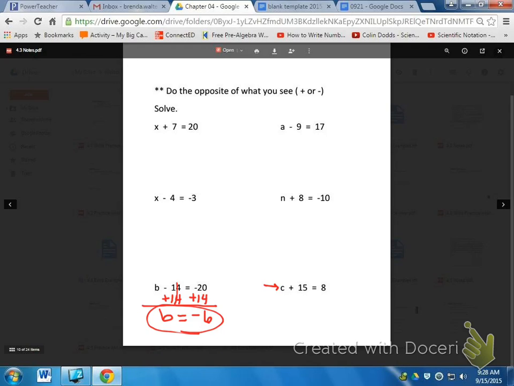Last one like this. C plus 15 equals 8. Callista, what am I going to do to get C alone? Subtract 15. Okay, and then below the line? C equals, and I have 8, but I've lost 15. Negative 7. Negative 7. So I've tried to do a bunch of different kinds of combinations where you add or subtract, and the number, you might have to do a little different stuff. So that one is a good one.